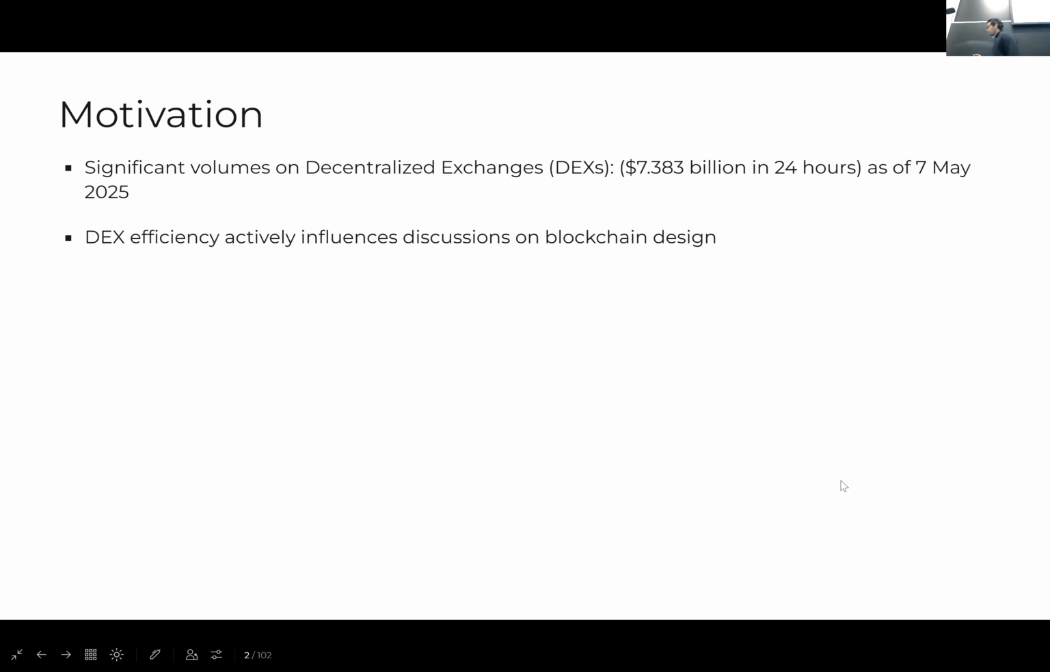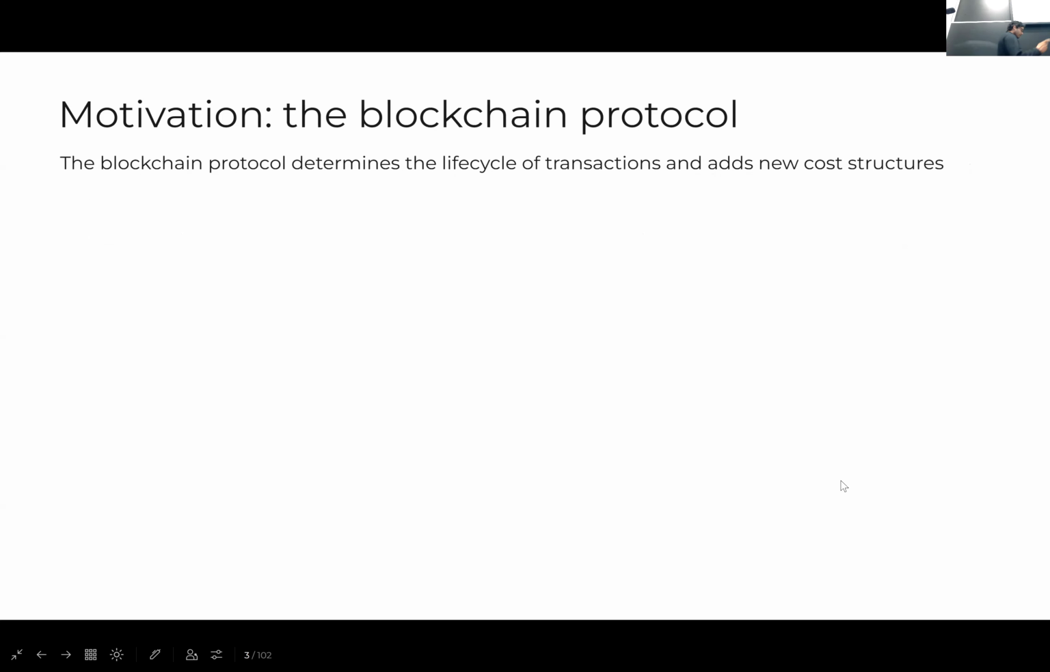Another motivation to study decentralized exchanges is that the fact that they work well is very important, in the sense that it influences discussions on the design of these blockchains. When I say decentralized exchange, I think of them as part of the blockchain. Automatic market makers have been studied a lot, and I think you will see talks about this in the rest of this day and tomorrow. But perhaps to motivate this paper, I will talk about the blockchain protocol itself. The blockchain protocol determines the life cycle of transactions from the moment they go from agent to the moment they're actually executed. And we'll see that it has a huge impact on how these markets work at the microstructure level.